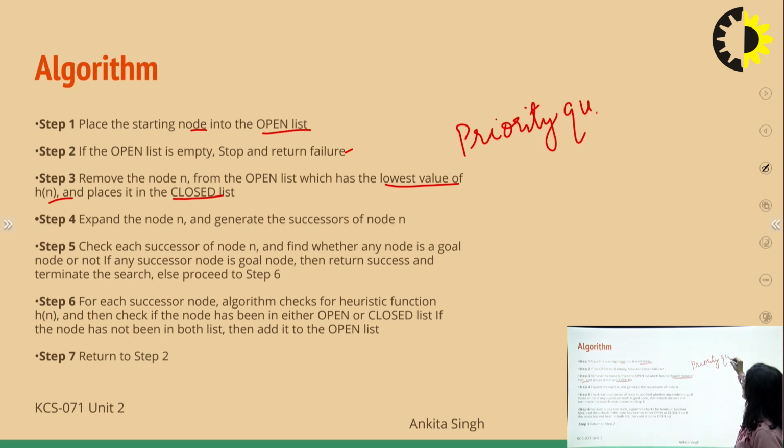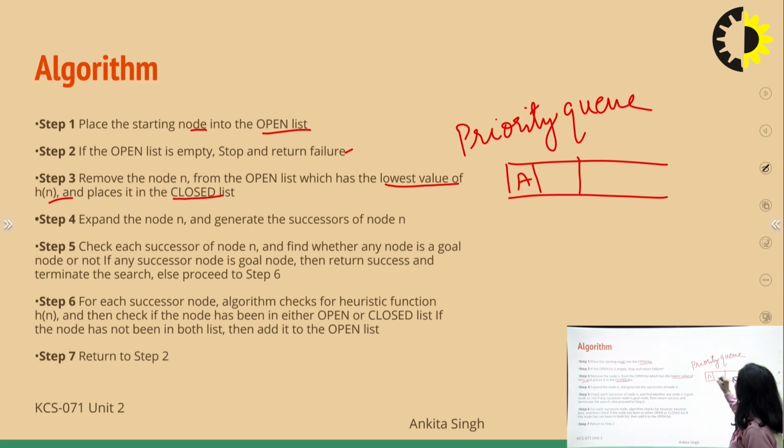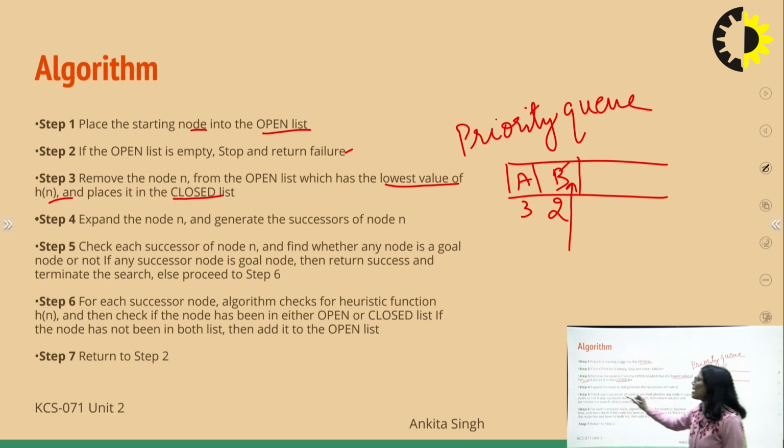So here we will be using a priority queue because in the open list we have many nodes, and for each node we'll have an h of n value, suppose 3 and 2. So we will be removing B first. Why? Because it has the smaller heuristic function value. So we will be removing B. Next, after removing B, we will be expanding that node.